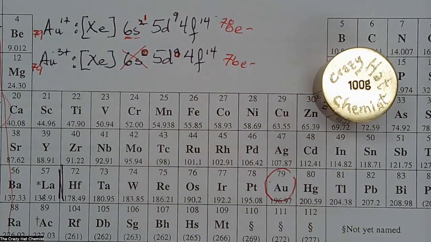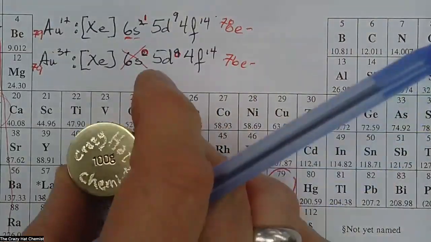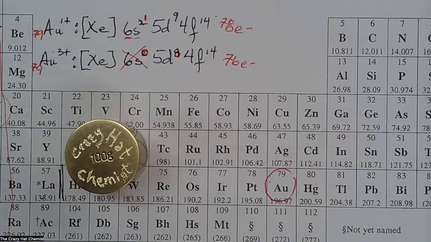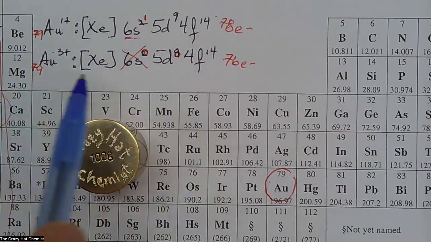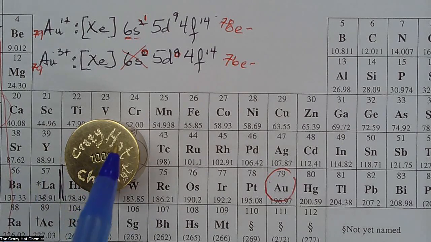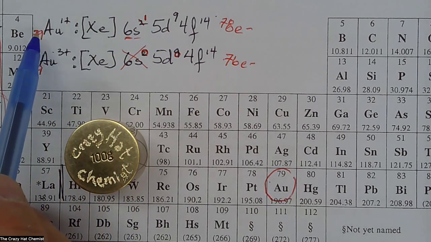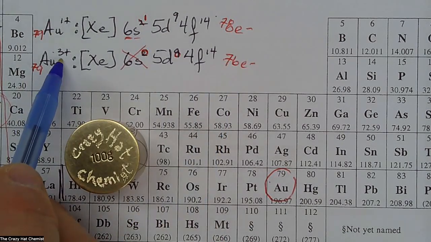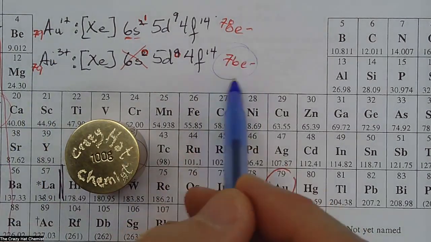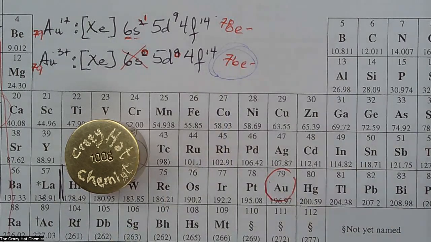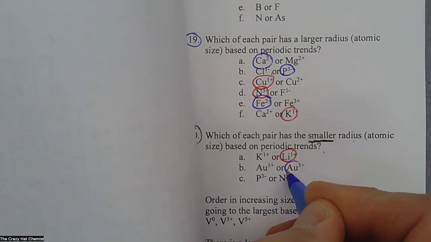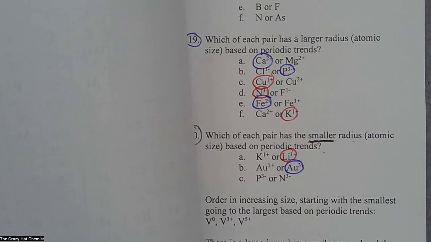Okay, so the question on this problem is, which one is the smaller of the two? The smaller of the two has the greatest effective nuclear charge with the least number of electrons. They have the same number of protons, but the auric, the gold 3+, has fewer electrons, so it's going to draw those electrons in tighter, and therefore that one will be the smallest. So we're going to write the smallest one right here as the gold 3+.